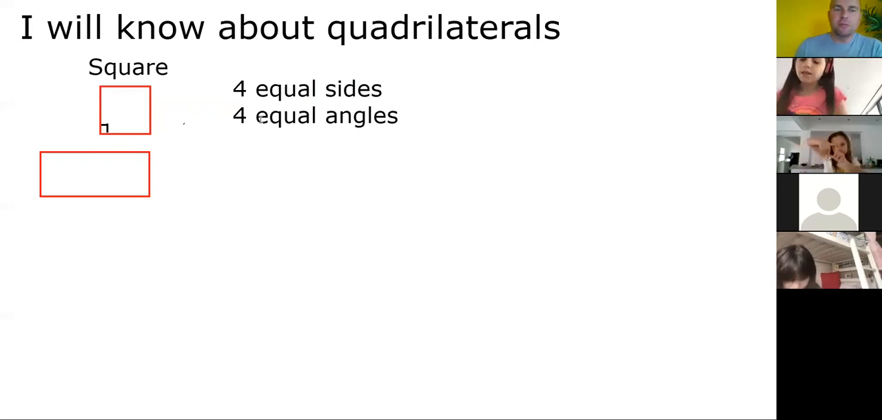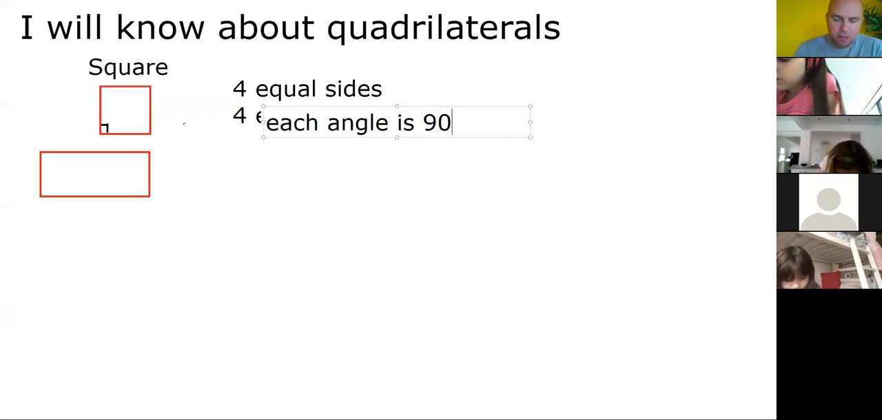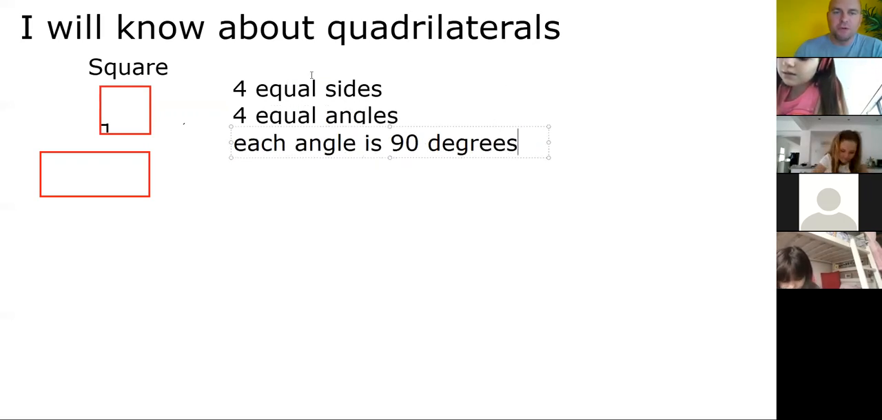Gosh, you guys know so much about these squares. Just kidding. Each angle is 90 degrees. Oh my goodness, you guys are great. I'm going to have to make the font smaller in a minute because you guys know so much.